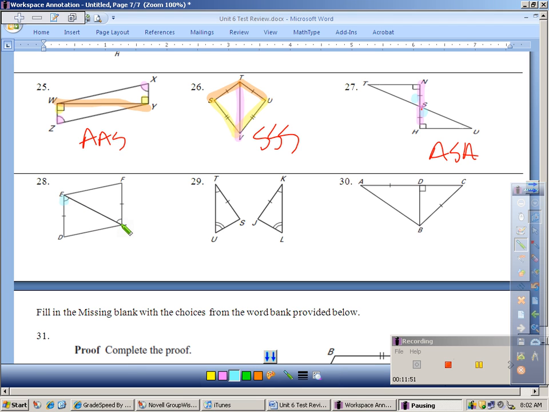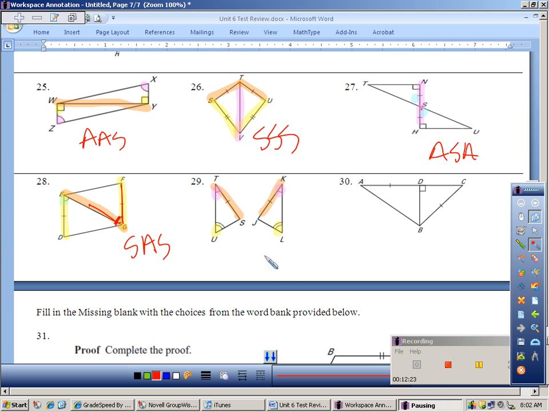Here again I have angle E is congruent to G, side FG is congruent to ED, and EG is certainly congruent to itself, so I have side, angle, side. Remember, what's important about side, angle, side is that not simply any 2 sides and the angle need to be included. So side, angle, side. 29, I have TS congruent to KJ, angles T congruent to K, and U congruent here. So as I move around the triangle, I see I have angle, angle, side.